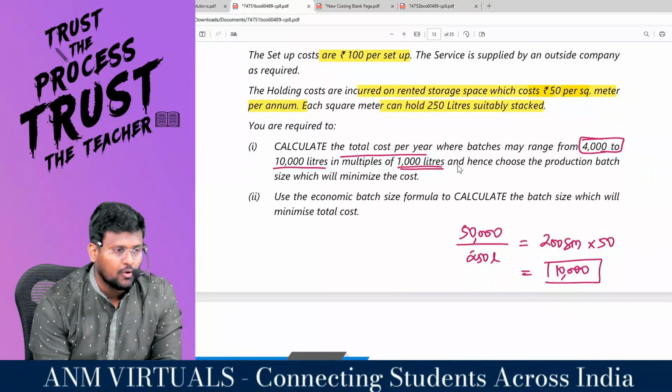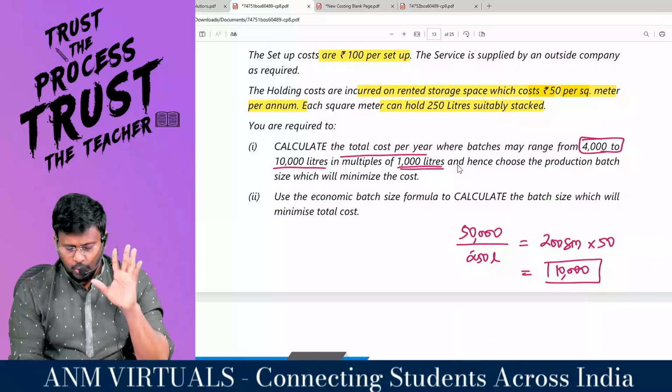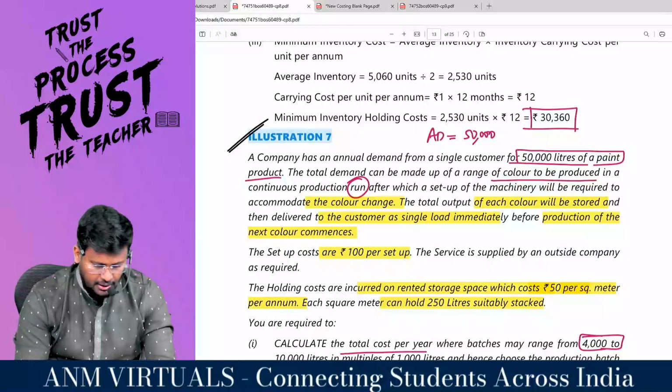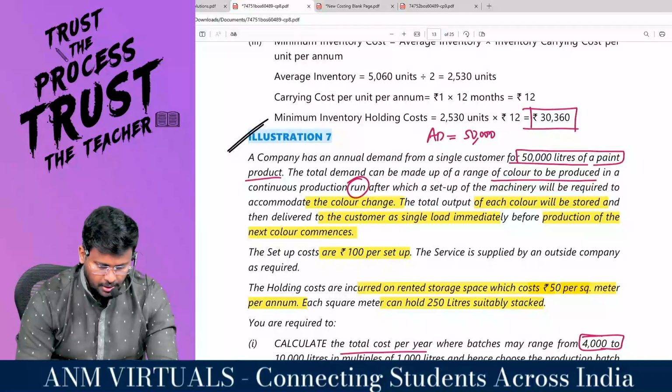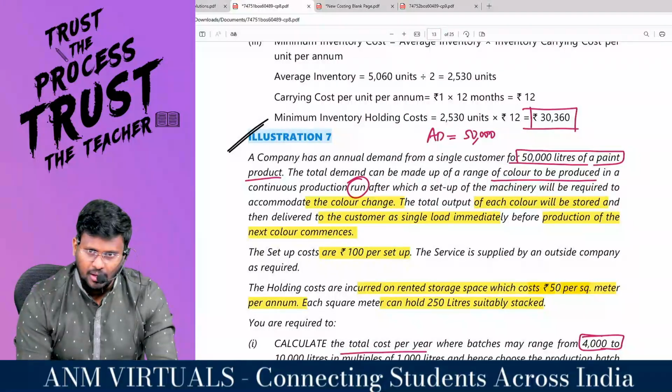In multiples of how many liters? So we start with 4,000. Okay? Total required is how much? 50,000 liters. Calculator, man. 50,000 divided by 4,000 liters means I have to have 12.5 batches. Okay. No, sir.